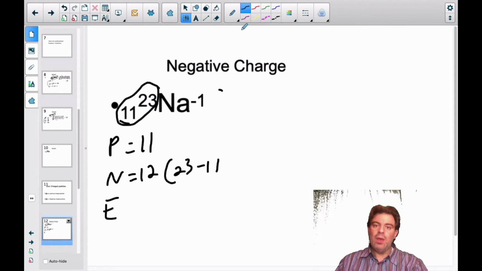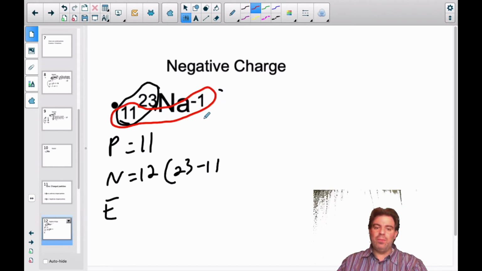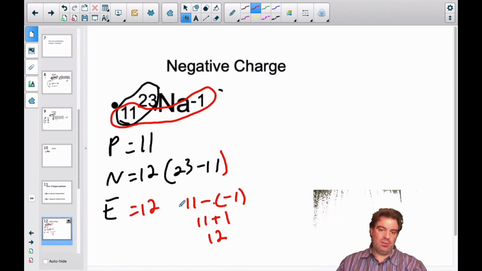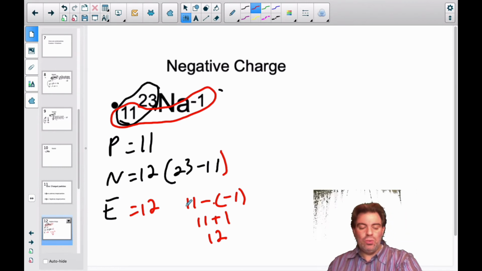And now, to find the number of electrons, what do we do? We subtract, we said, the atomic number from the charge. So in this case, 11 minus -1. Mathematically, what is this? Negative times negative is a positive. So 11 plus 1 is going to be 12. So we have 12 electrons. Can anybody see that? Let's do one more.